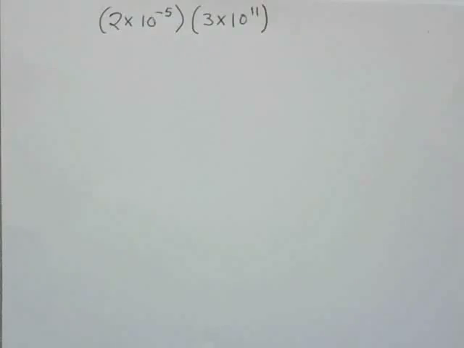In this video, we are going to multiply numbers written in scientific notation. And in order to do that, what we're going to do is multiply the first factors together, and then, using the rules of exponents, multiply the second factors together. All right, let's do it.